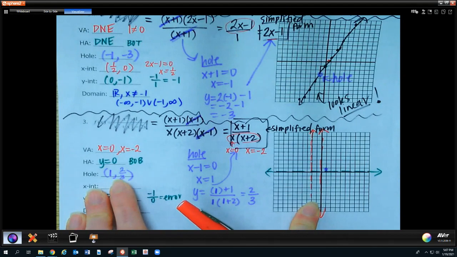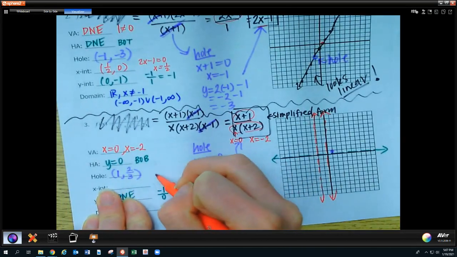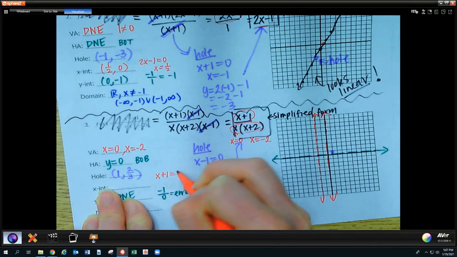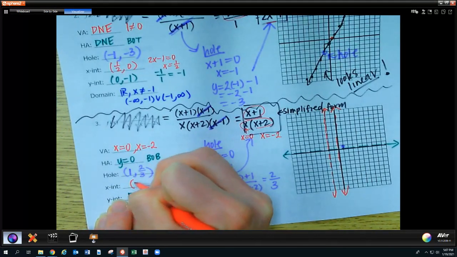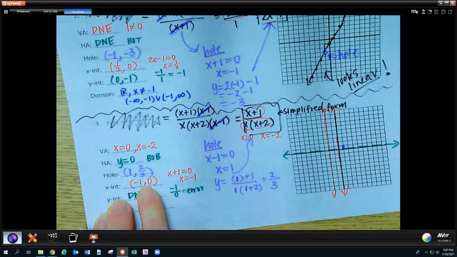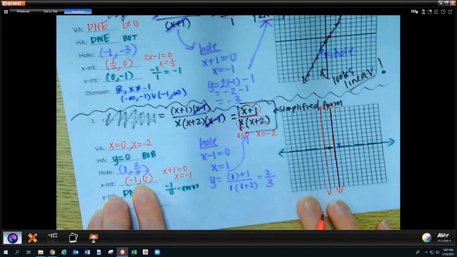The other thing we need to find is the x-intercepts by setting the top equal to 0. If you set the top equal to 0, you end up getting x equals -1. Remember, that's an ordered pair. -1, 0. It's right there between our branches. That's nice, gives us a point.